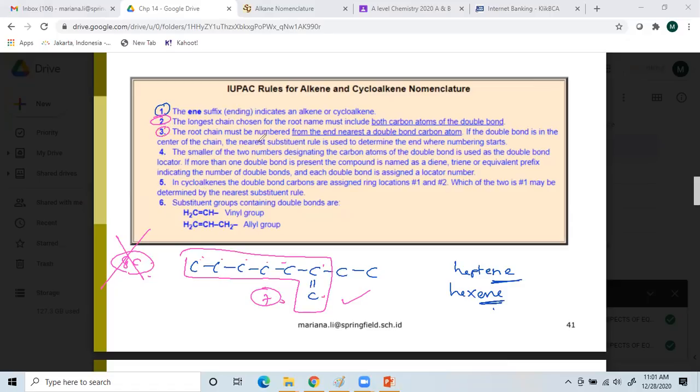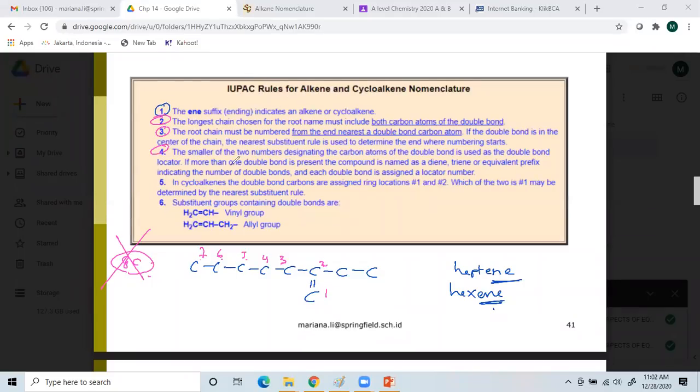Okay, the third. The root chain must be numbered from the end nearest the double bond carbon atom. That means the carbon double bond should have the lowest number. So you cannot give number from this. Let's say if I give number from this, the carbon-carbon double bond has a 6 and a 7 number. And this is very large, so instead of that, I will choose this as the carbon number 1. 1, 2, 3, 4, 5, 6, 7. Okay, once again, the carbon-carbon double bond should have the lowest number.